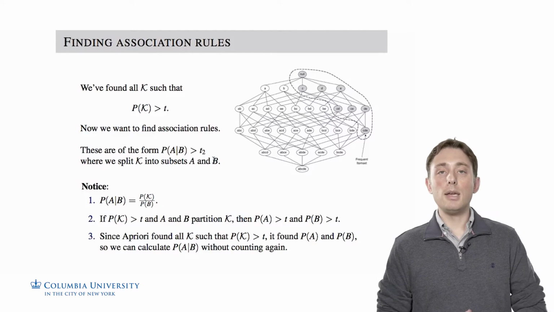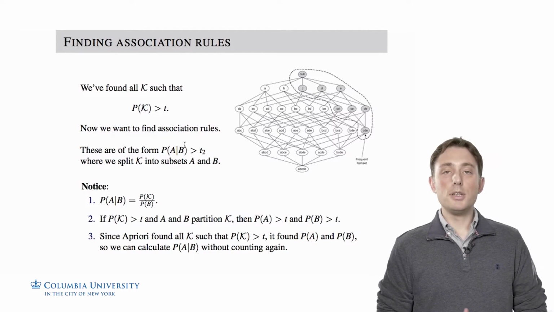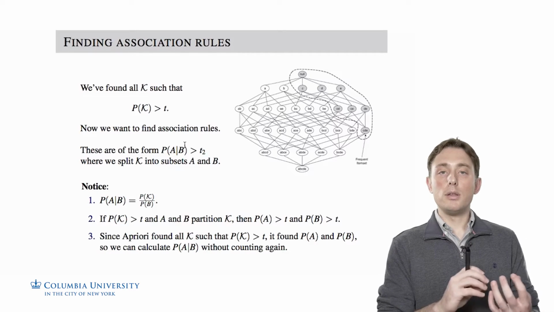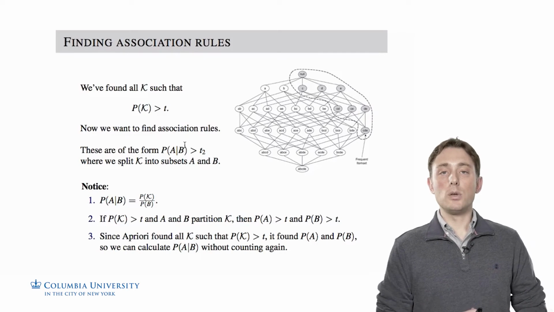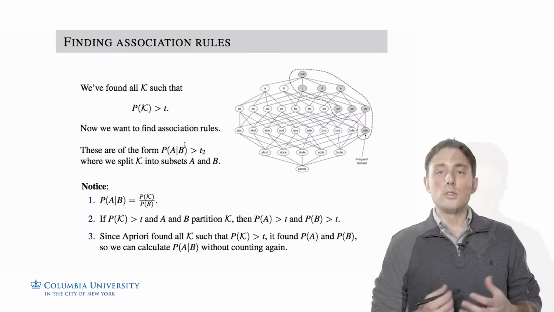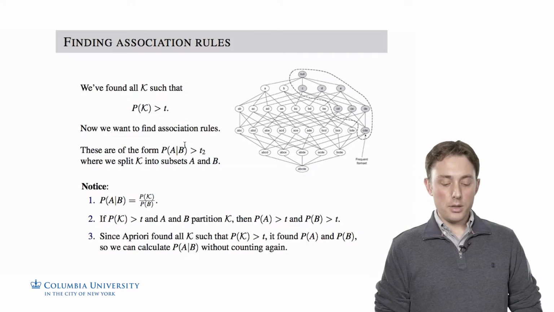And now for every single set K, we want to check all possible splits of that set into sets A and B, such that we can find the conditional probability. And then if that conditional probability is greater than T2, we keep that as an association rule. If it's less than T2, we throw it away. So the question now is, how can we do this efficiently?